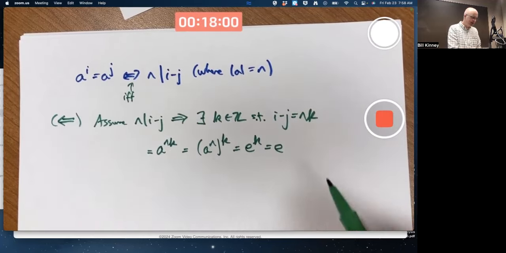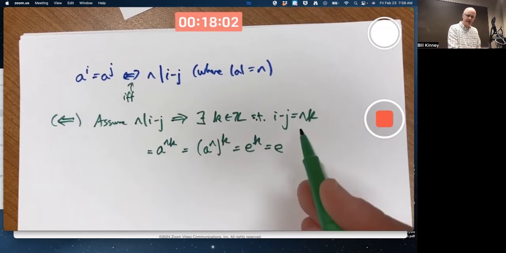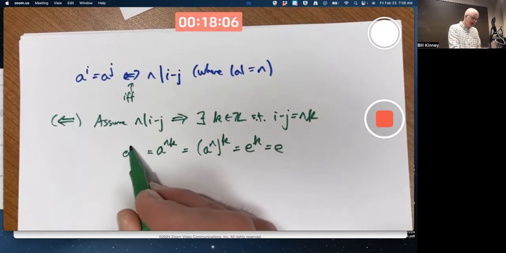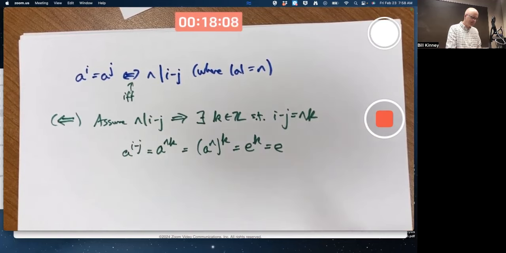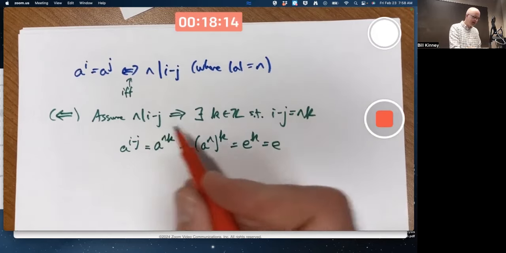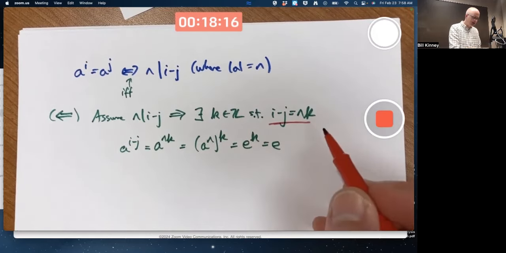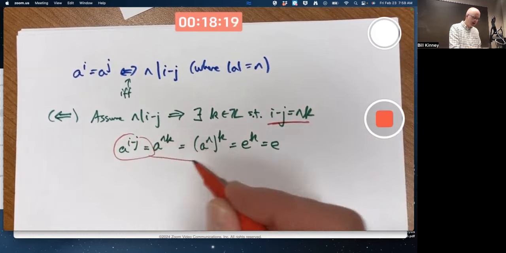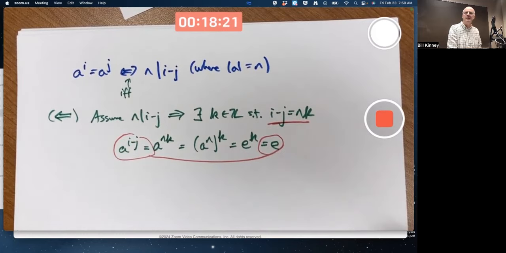And by what we're assuming here, that n divides i minus j, so that this is true, that's also equal to a to the i minus j. So the assumption that n divides i minus j, leading to this equation, leads to the equality between these two things.